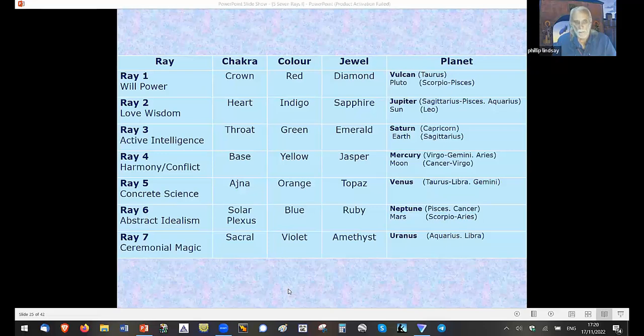Nicole says, where does the pink ray fall? Well, in other systems of the rays that go through the 12 rays, for instance, you could say the pink ray is associated with the sixth ray. That's the short answer.